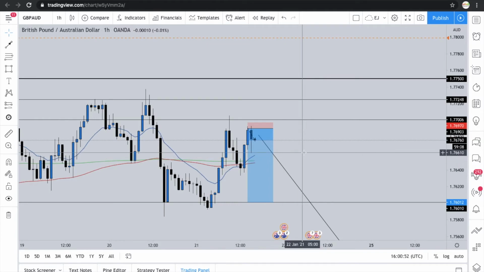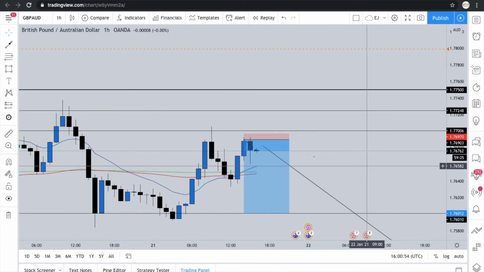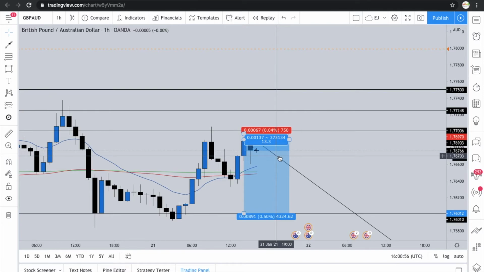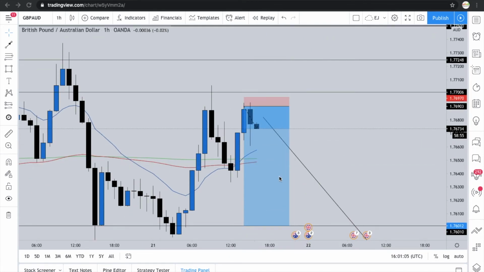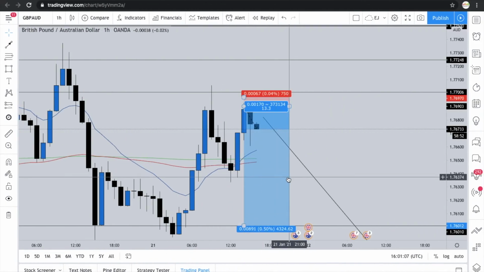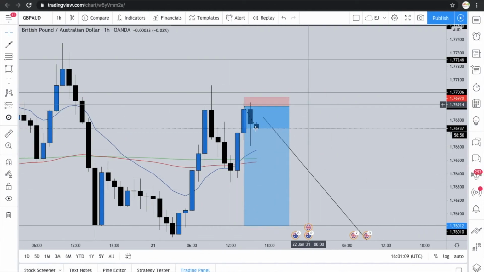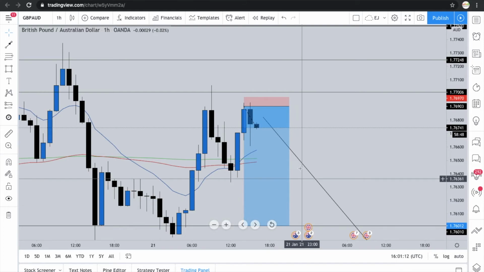So you've got a lovely trade here, 13.3, so a 1 to 13 trade. Realistically, you're risking 1%, which is £1,000, to gain 13%, which is £13,000. So this is the route you want to be taking.